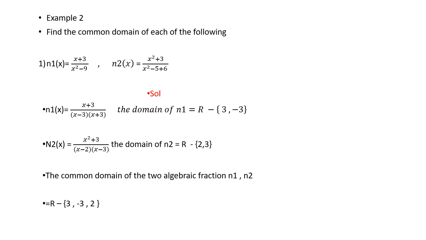And the other one is factorizing x power 2 minus 5x plus 6. So we have two solutions here, which are 2 and 3. So to get our common domain, it will be R except the union of the two sets, 3, negative 3 and 2. And this is the last example in this lesson.